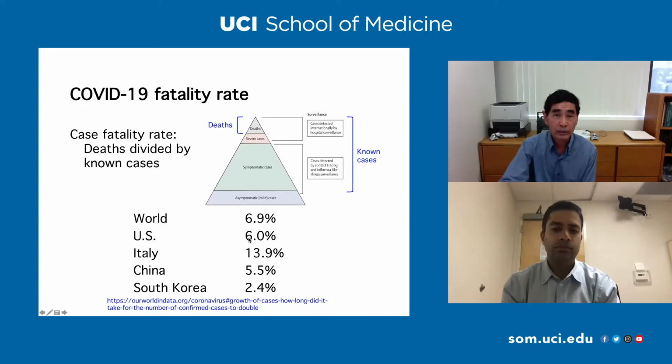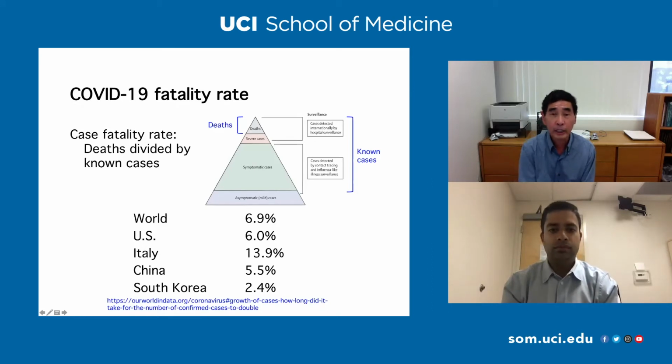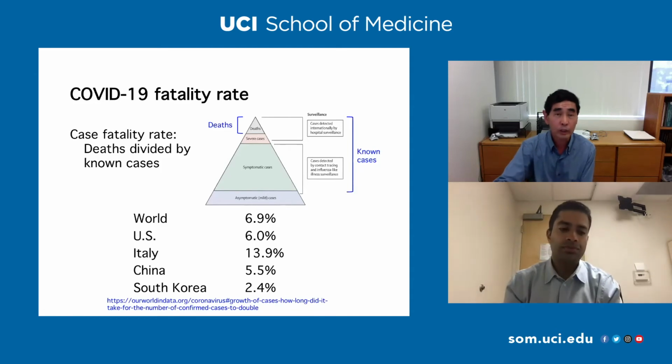But worldwide, the most recent data is that the case fatality rate is close to 7%, and the US is about 6%. We know that the rate was particularly high in Italy, about 14%. There's a lot of speculation it could be due to multi-generational families where older individuals got infected by younger individuals in the same household. In China, the reported case fatality rate is 5.5%. Some countries like South Korea had a very low case fatality rate. Again, if you have more identification of asymptomatic cases, that would tend to lower the case fatality rate. So comparing from one country to another is an inexact science.